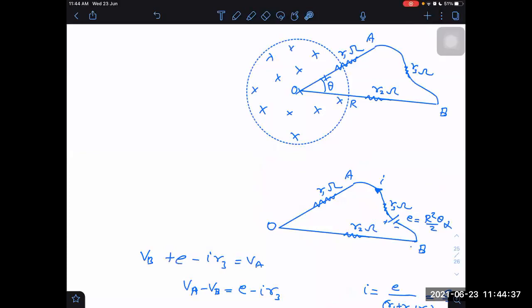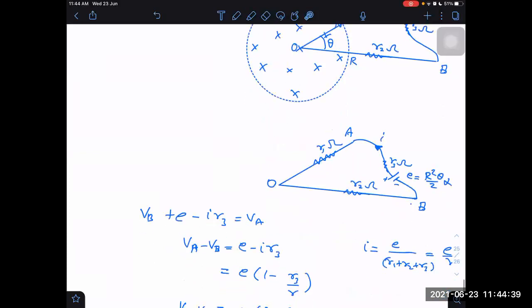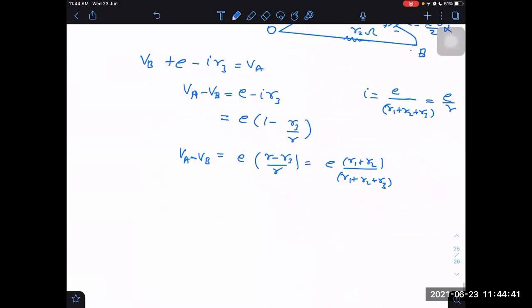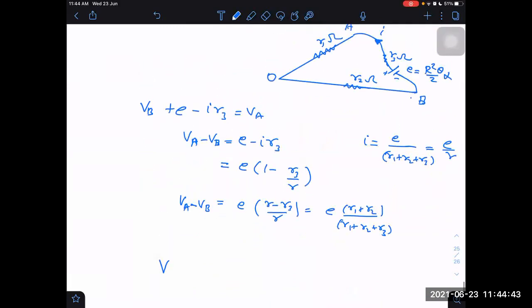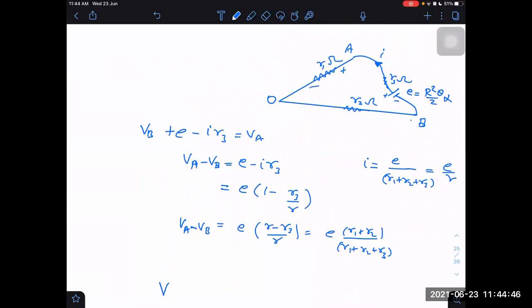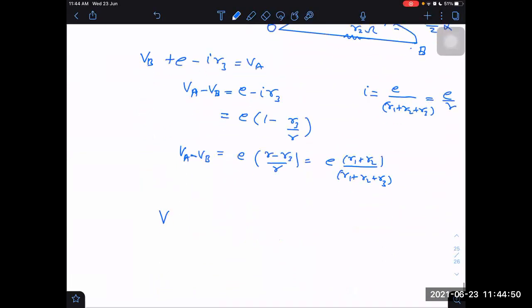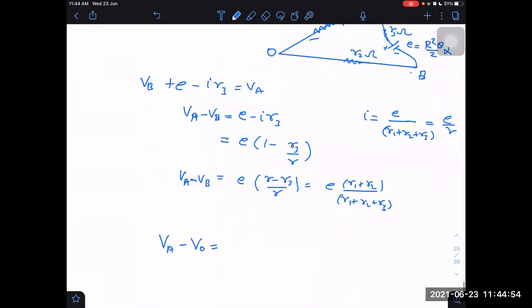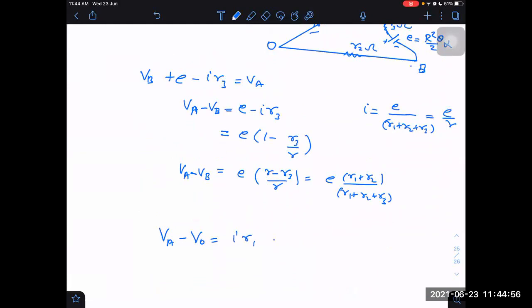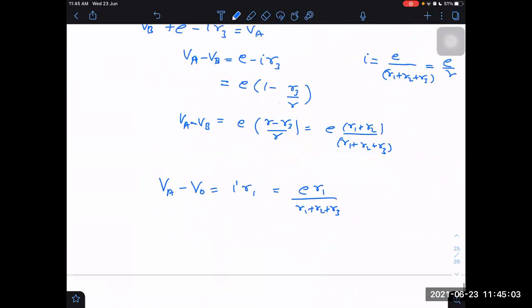So what is the potential difference across AO? Let us write that. Current is entering here and leaving that side, so A will be at high potential and O will be at low potential. So VA minus VO equals I into R1, which is equal to E into R1 upon R1 plus R2 plus R.